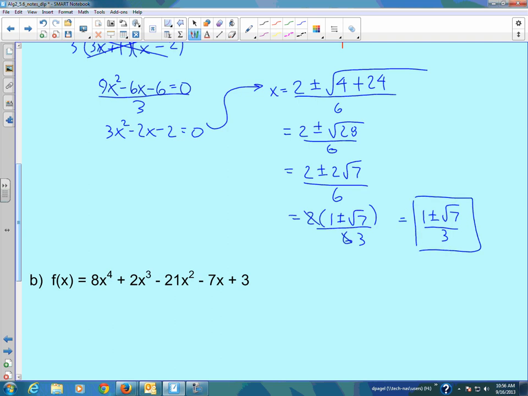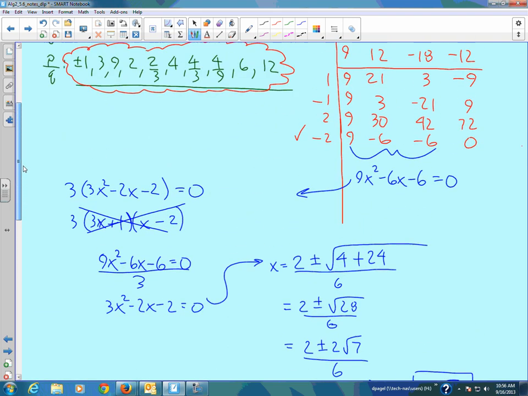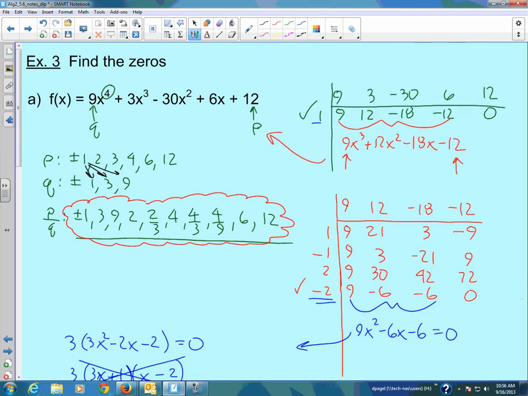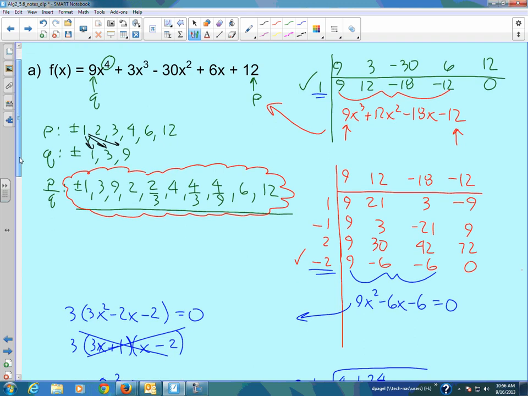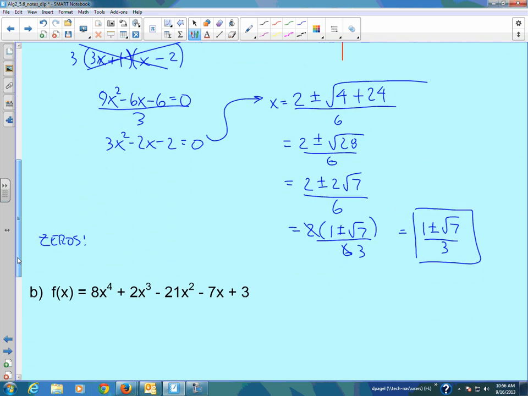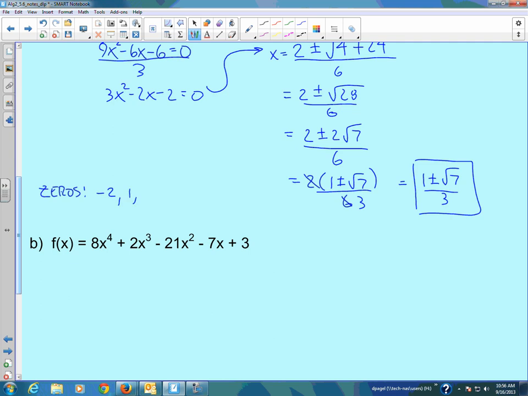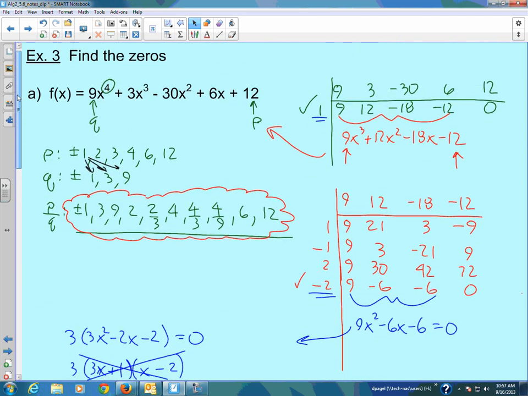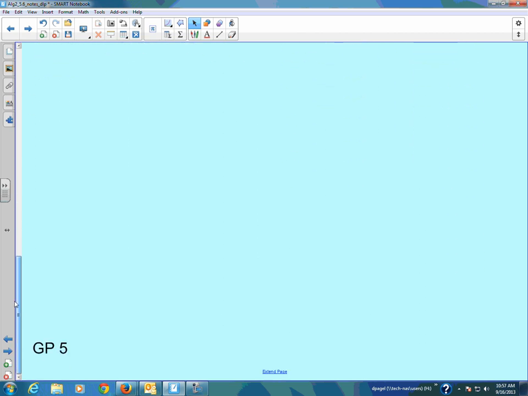So those are 2 of my zeros, in addition to the ones we found when we were doing the synthetic division process, which were negative 2 and 1. All right, so we set this thing up. We got our zeros of negative 2, 1, and then 1 plus or minus the square root of 7 over 3. And there we go. So the rational root theorem, rational zeros theorem. Again, very helpful tool for us to have.